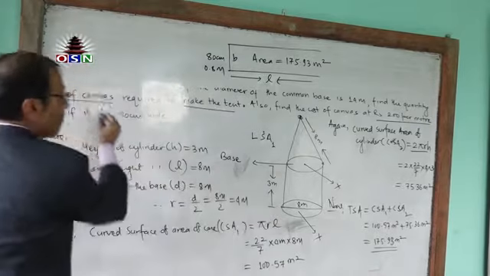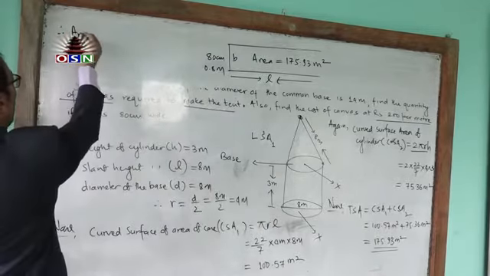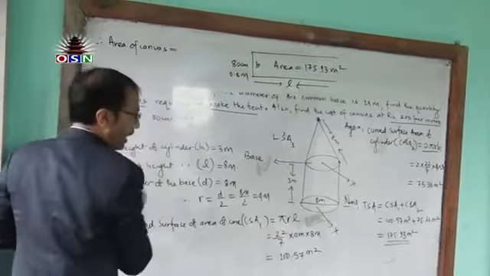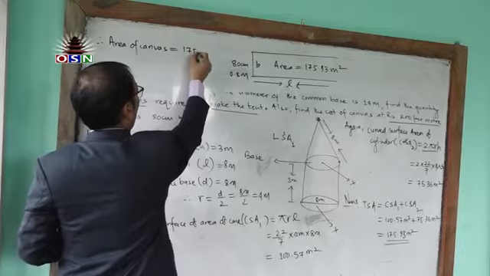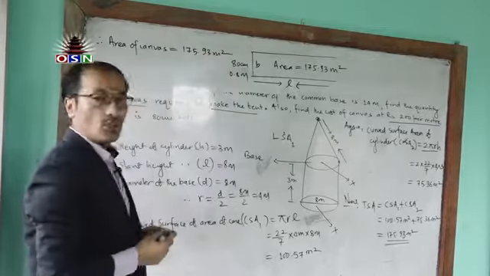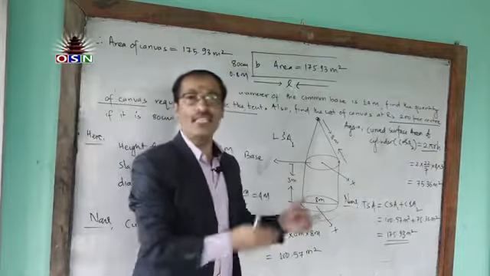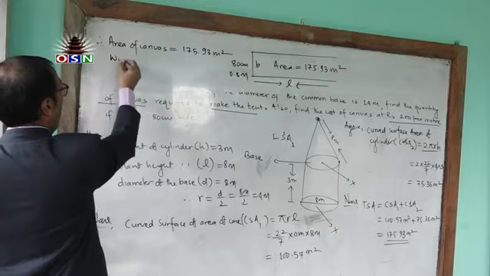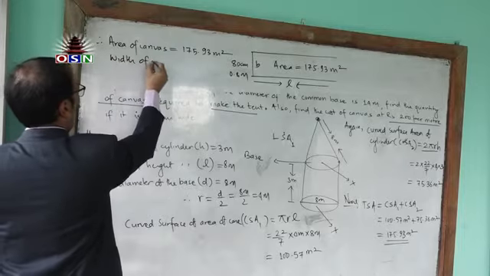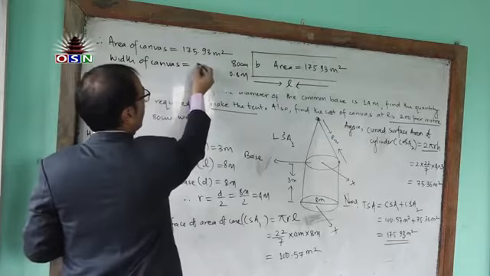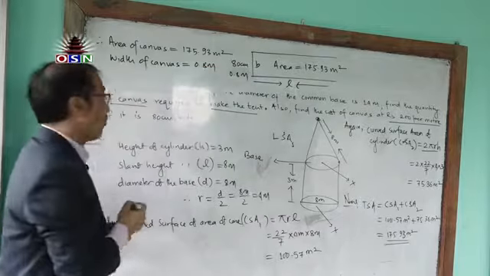Therefore, we need to write the area of canvas. Area of canvas is 175.93 meters square, because the total surface area itself is the area of canvas. I have already made it clear. And again, the question has given you the width of canvas, that is 80 centimeter. It means 0.8 meter.